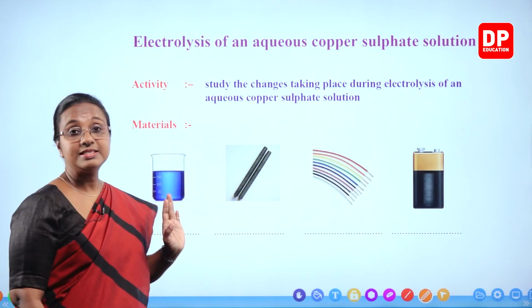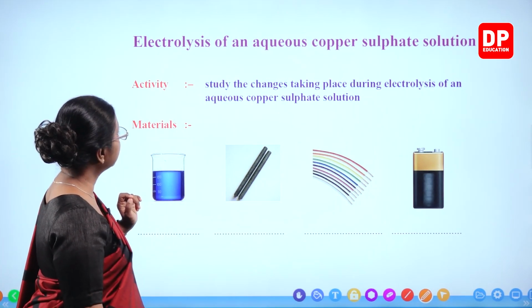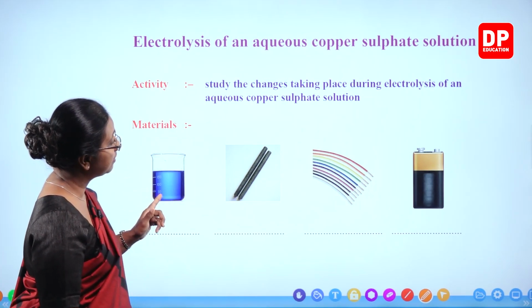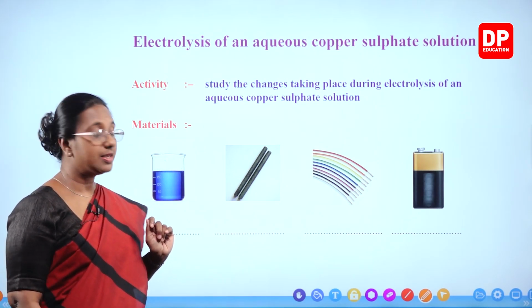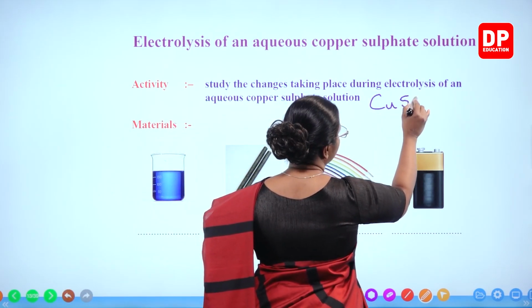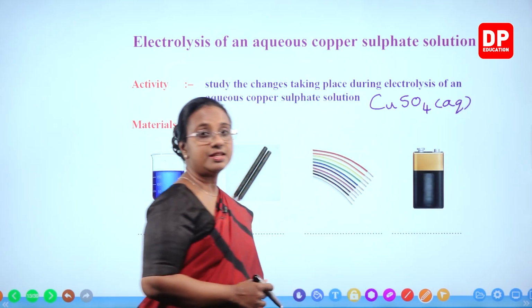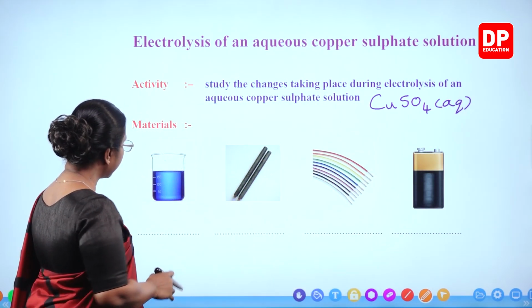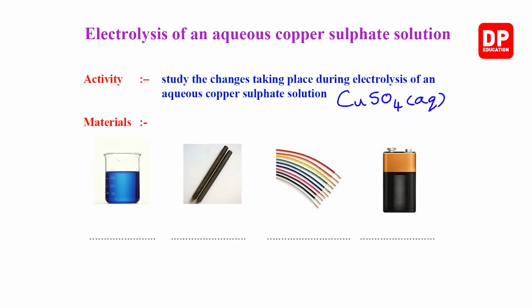We will discuss that after observing the activity. Activity: study the changes taking place during electrolysis of an aqueous copper sulfate solution. Here you can remember the chemical formula CuSO4 aqueous, that is copper sulfate solution. And to do this activity, these are the materials that we need. Here you can see in a beaker we have copper sulfate solution.